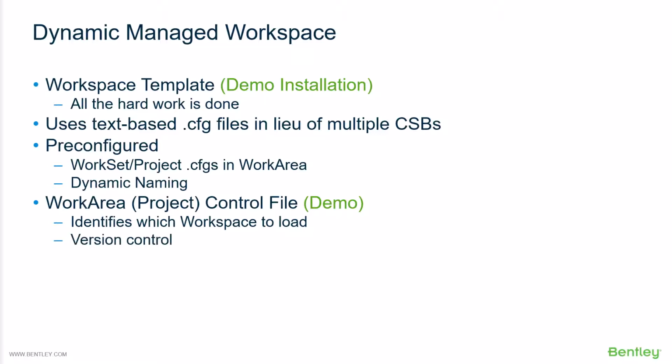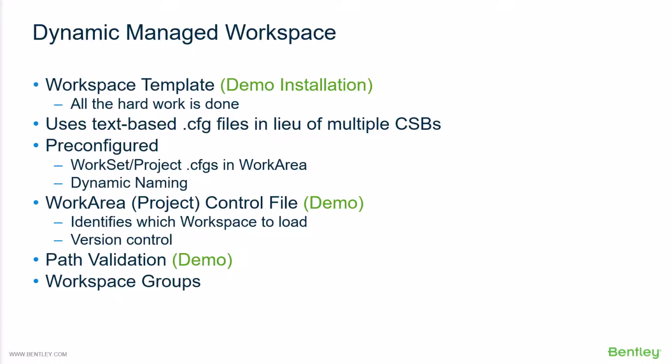Version control can be implemented by only allowing specific versions of the product to be opened under a specific work area. One of the other key functions of the Dynamic Managed Workspace is path validation. This is very similar to what was shown in the error checking session. A demonstration of this will be provided as well.